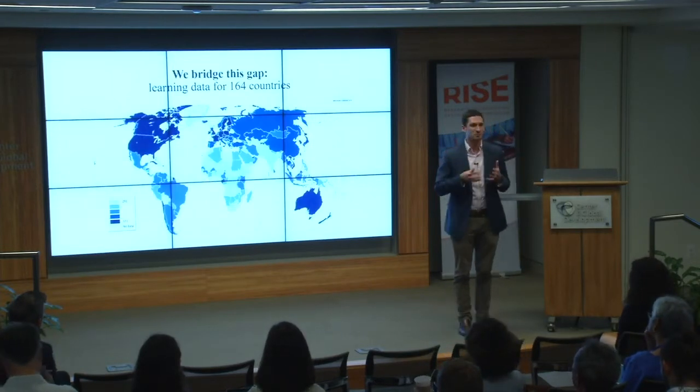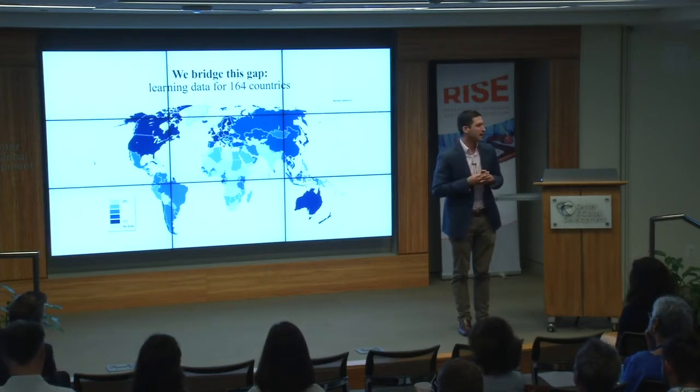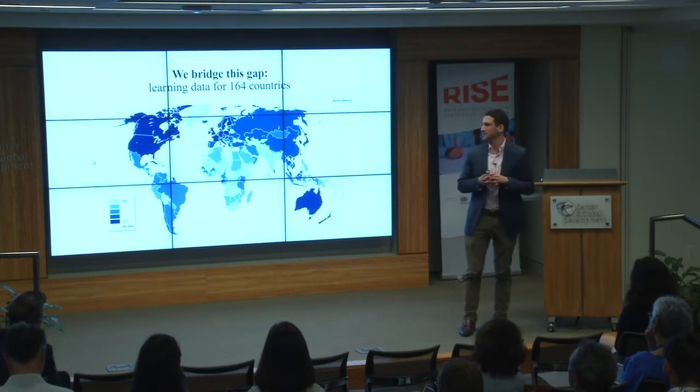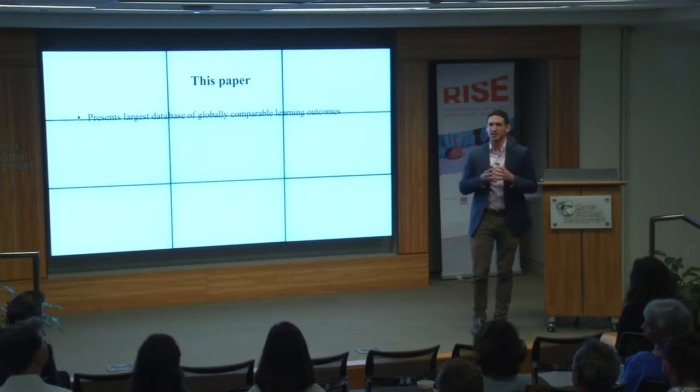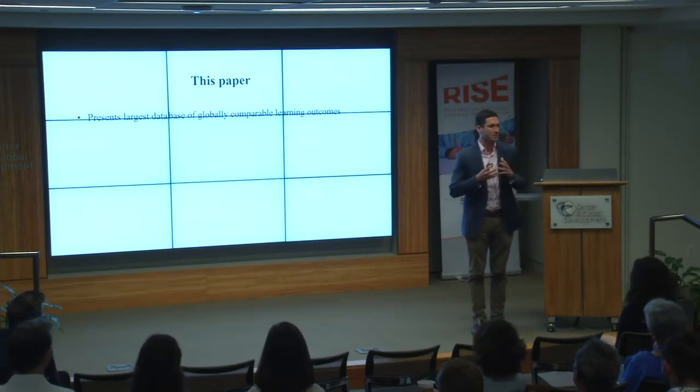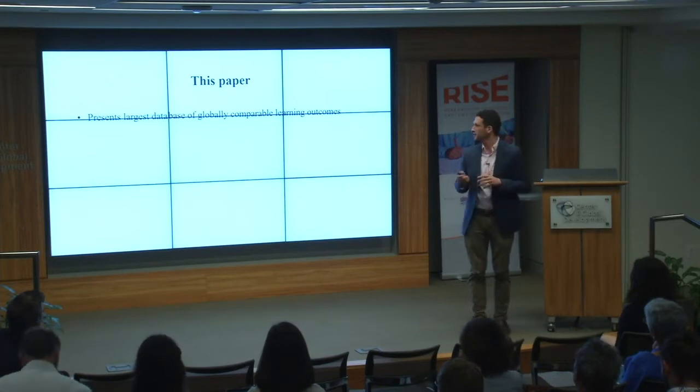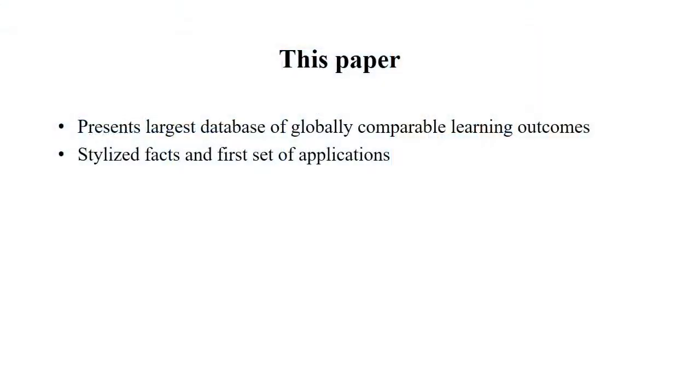In this paper, we aim to bridge this gap, and we put learning outcomes on a global scale and cover 164 countries from 2000 to 2017. You can see we're able to fill out a bunch of countries here. We're presenting one of the largest globally comparable learning outcomes databases, over time as well, with very current data up to 2017. We also share a few stylized facts that show how you might use this. The goal of this paper is largely to produce a public good, which is this database, which we hope many folks use for research and policy. And we show how it can be used in a series of motivating applications.